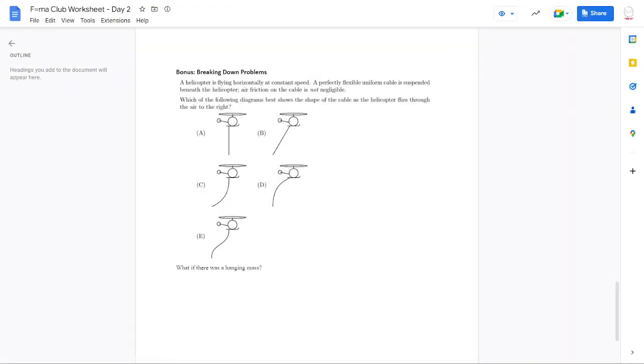So what if there was a hanging mast, which is the original intent of this problem? They just changed it. You can look into the lore on their website, or somewhere else, I don't know. So what if there was a hanging mast?